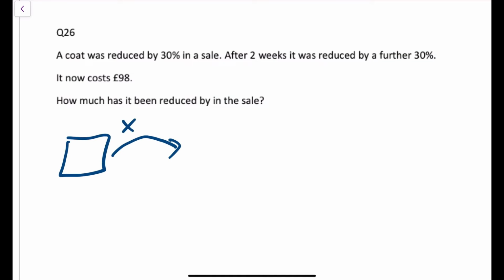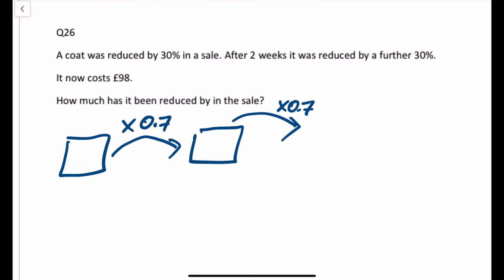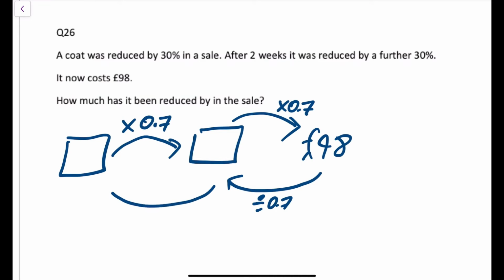Okay, how we reduce something by 30% is you multiply by 0.7 as it goes down to 70%. And it went down to whatever this value was. It was then reduced by a further 30%, so it was multiplied by 0.7 again, and it ends up being £98. So the question says, how much has it been reduced by in the sale? So first of all, we want to go backwards, and we're going to do that by dividing by 0.7 and dividing by 0.7 again.